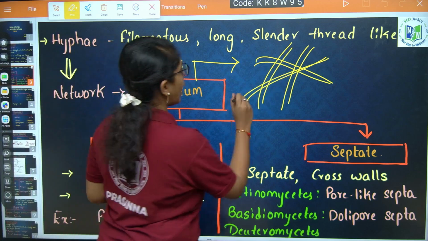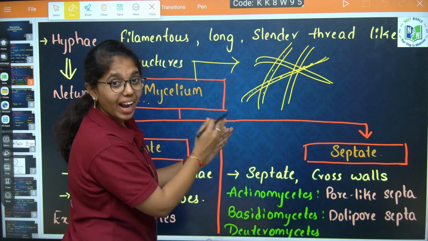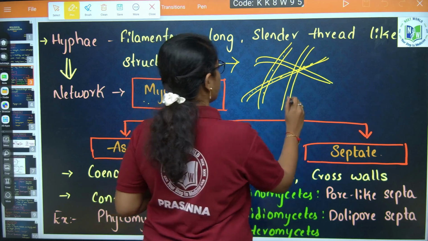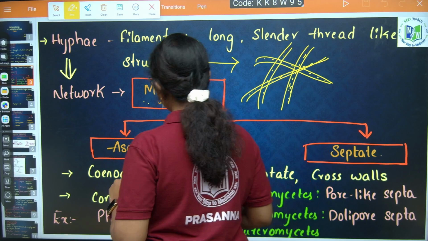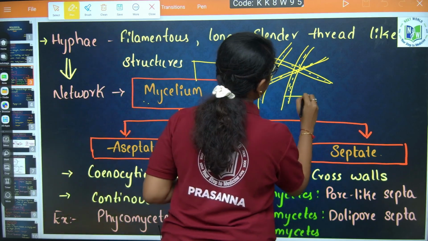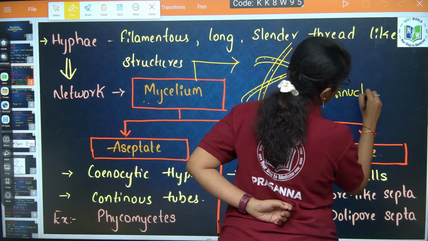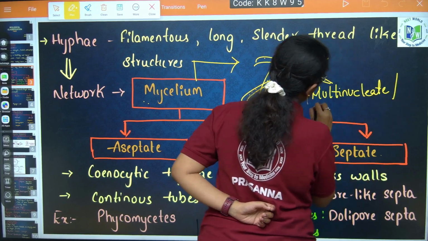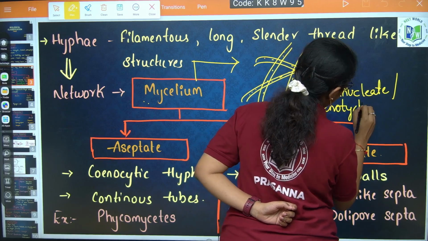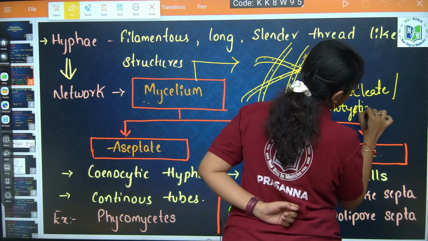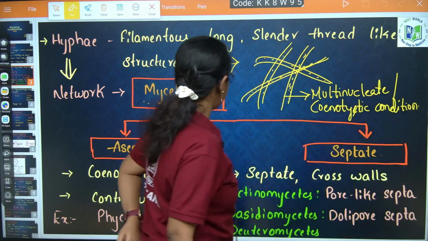Few mycelium are cenocytic, meaning they are aseptate. The hyphal strands are not divided by septa; they are cenocytic. Cenocytic means what? Multinucleate condition of hyphae. Multinucleate or cenocytic condition.